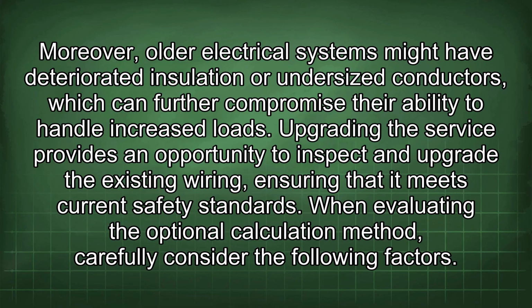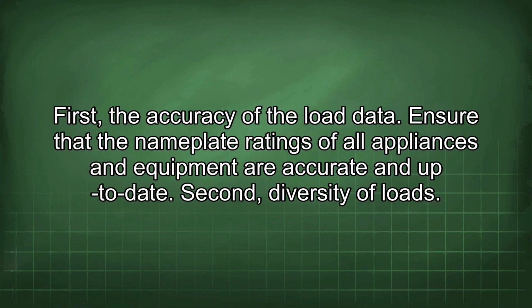Moreover, older electrical systems might have deteriorated insulation or undersized conductors, which can further compromise their ability to handle increased loads. Upgrading the service provides an opportunity to inspect and upgrade the existing wiring, ensuring that it meets current safety standards. When evaluating the optional calculation method, carefully consider the following factors. First, the accuracy of the load data. Ensure that the nameplate ratings of all appliances and equipment are accurate and up to date.